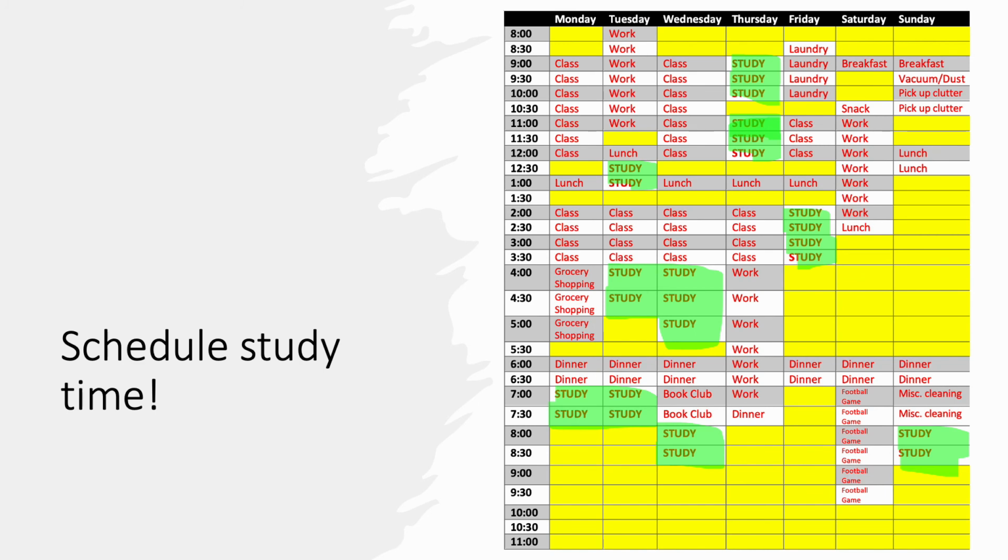So now I am finally at the step where I can go ahead and schedule study time into my week. It is important to remember that this is going to vary from person to person and even vary from week to week. You may need to add additional study time if you have an exam coming up to make sure you're prepared, or depending on your course load and how much studying you need personally, you may need to study additional time.